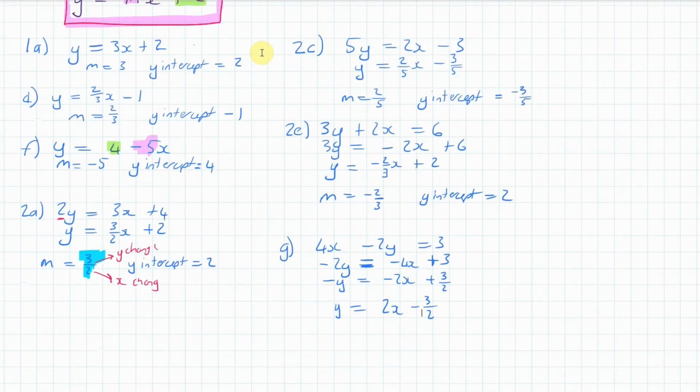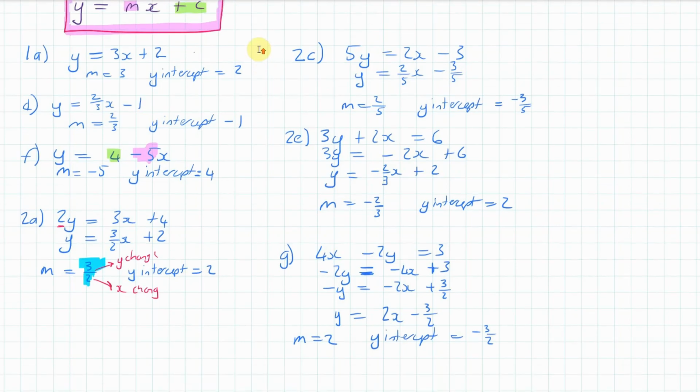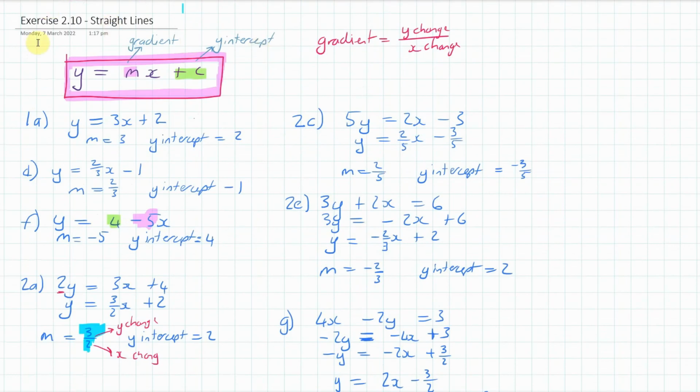And at this point you can see that my gradient, m, is equal to 2, and my y-intercept is equal to negative 3 over 2. Okay team, so that's how you cope with those. You may need to do some rearranging. Don't just automatically look at the number in front of the y. You have to get it into this y equals mx plus c form.